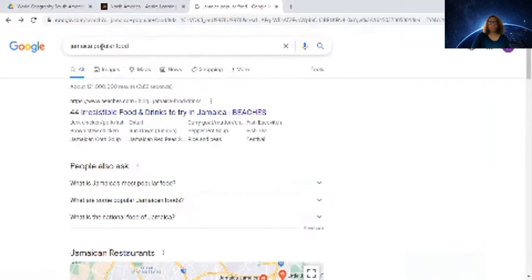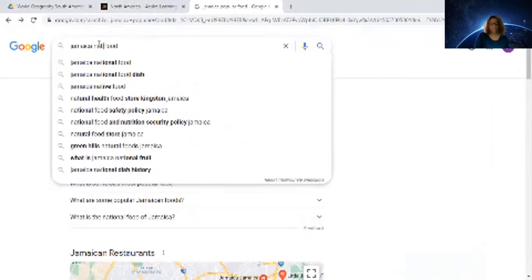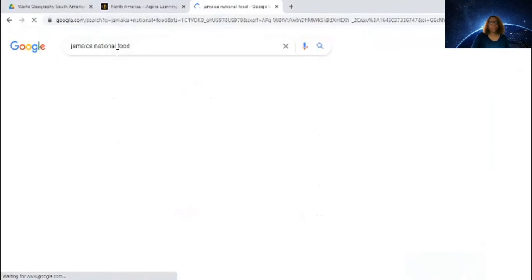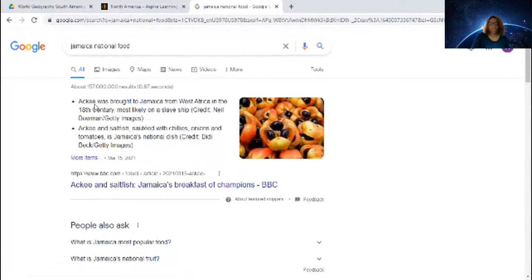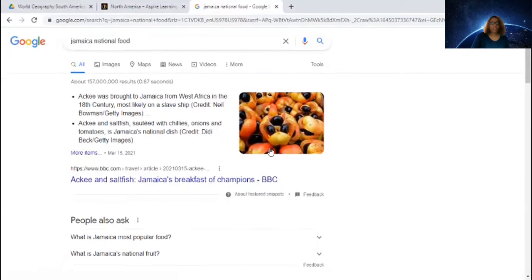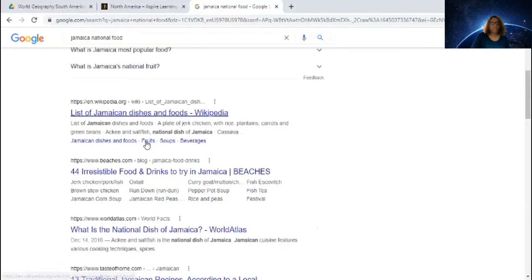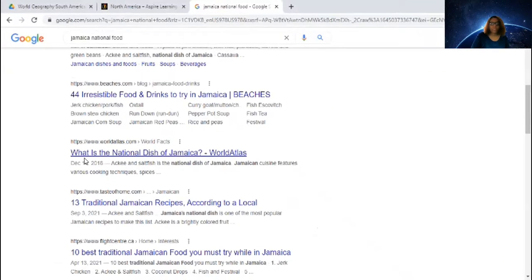So instead of putting Jamaica popular food, let's put Jamaica national food. So usually you'll have a national dish. It talks about the ackee and saltfish. So let's see. Once again, you scroll down. What is the national dish of Jamaica? Ackee and saltfish is the national dish of Jamaica.